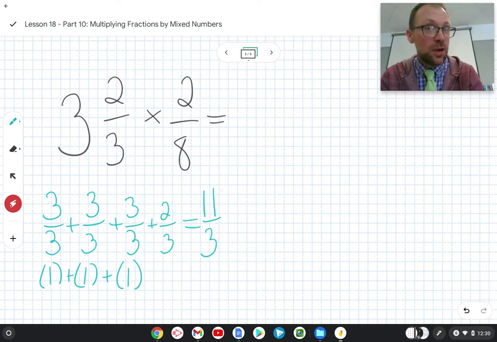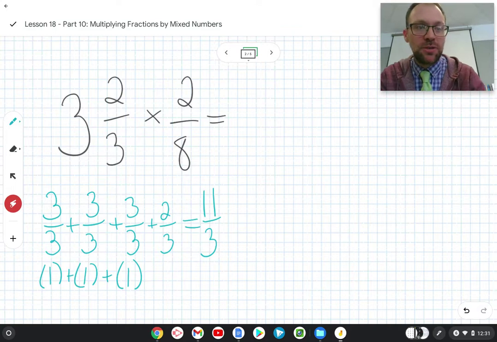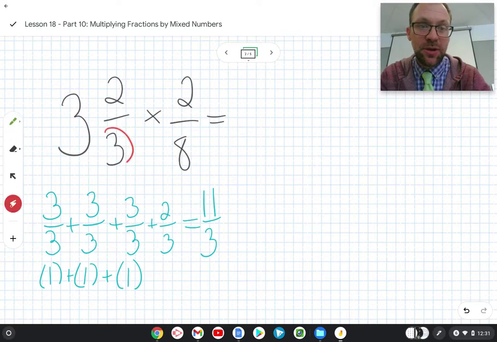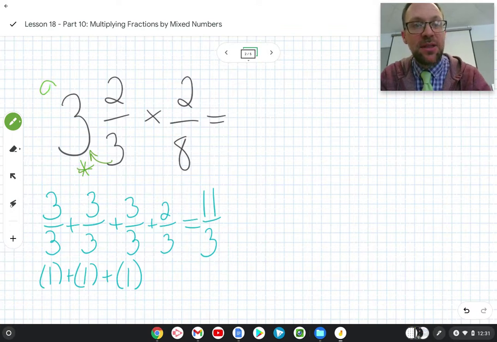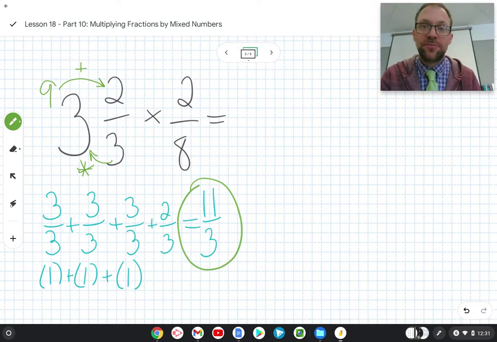Now, there was a shortcut that we learned as well, right? Do you remember what the shortcut is for repeated addition? Multiplication. And what we learned was we can multiply the 3/3 using this denominator 3 as our shortcut. So we can multiply 3/3 times 3, and that gets us 9 thirds. And then take the 9 and add on 2 more thirds. And that'll get us 11 thirds, the same answer. Regardless of which method you choose, you must do this first when multiplying mixed numbers.